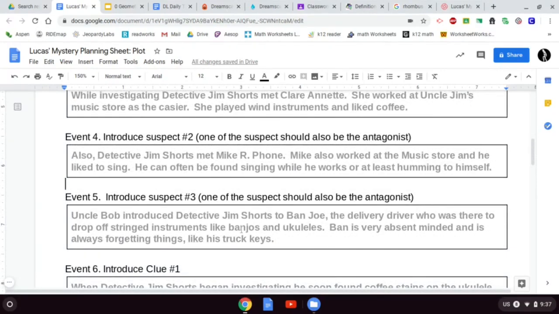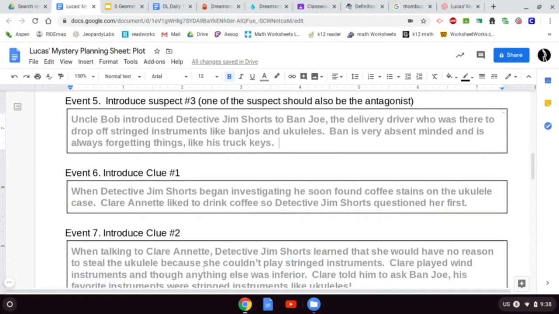Event 5. Uncle Bob introduced Detective Jim Shorts to Banjo, the delivery driver who was there to drop off stringed instruments like banjos and ukuleles. Banjo is very absent-minded and is always forgetting things like his truck keys. Again, I included this because we're going to use it in the story. If I wasn't going to use it, I'd have to get rid of it.